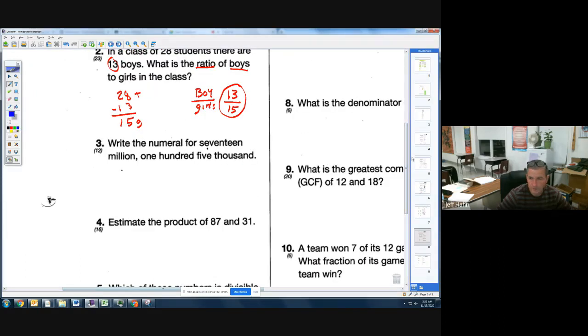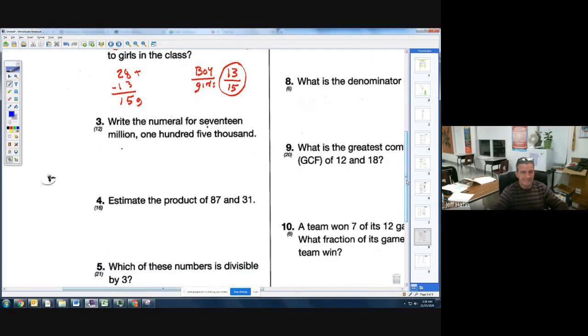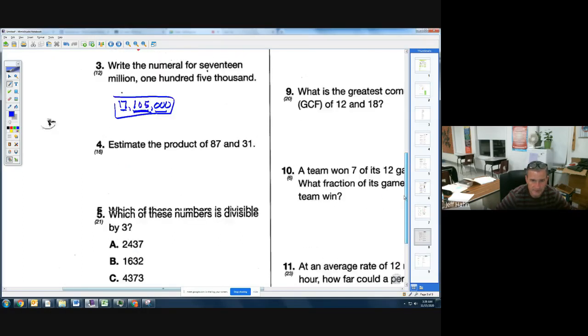Problem number 3. Write the numeral, write the number for 17,105,000. Okay, 17 million. So the 17 has to be in the millions place. Put a comma there. The next group is the thousands place, and it says there's 105,000. And you have to finish off with the ending zeros. 17 in the millions, 105 in the thousands, nothing there. So here is your number. 17,105,000.